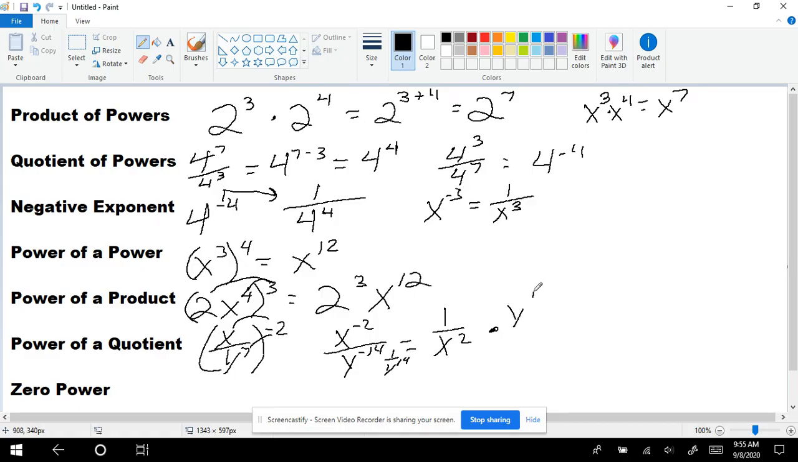So y to the 14th over 1. We multiply this out across the top and across the bottom. We get y to the positive 14th over x squared.